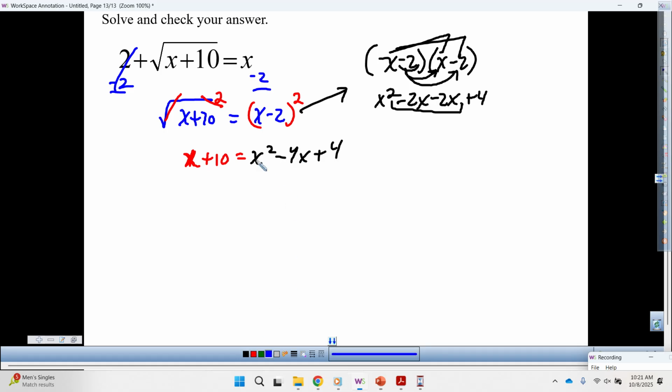This looks a little familiar because now we have a quadratic equation, so we need to get rid of the left side, so we subtract x and subtract 10 from each side. 0 equals x squared, negative 4x and minus x, that's negative 5x. Then we got negative 10 plus 4, that's negative 6.